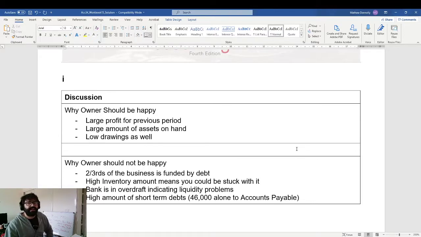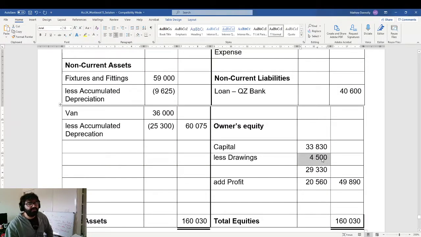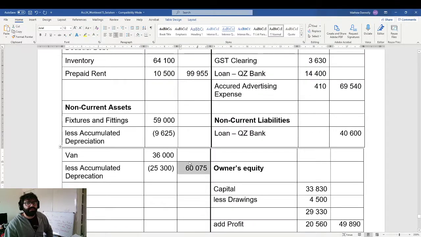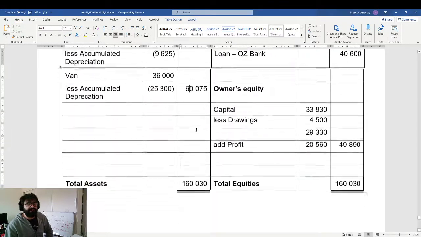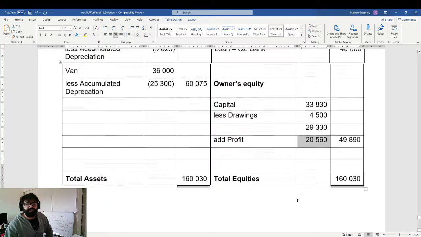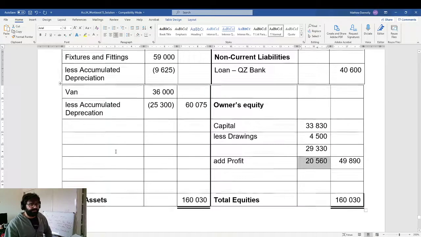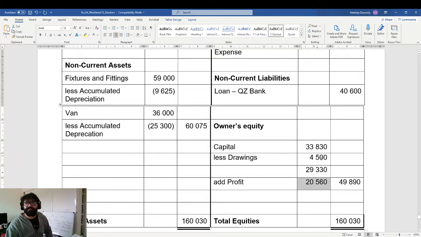They had a large profit from the previous period, a decent amount of assets, and low drawings. So if we have a look, we see low drawings, we see some high assets, so 99,000 and 60,000 means they're doing quite well asset-wise. You've got low drawings, and you see, they made a good profit as well. All indicators of why the business owner should be happy. Now, why the owner shouldn't be happy? Because remember, it's a discuss. You've got to do both sides.